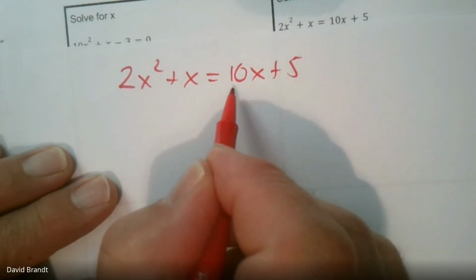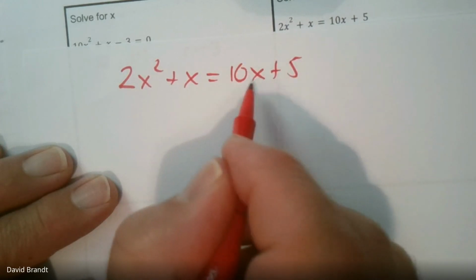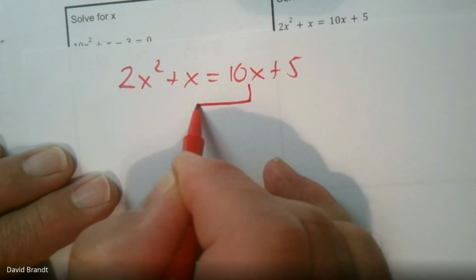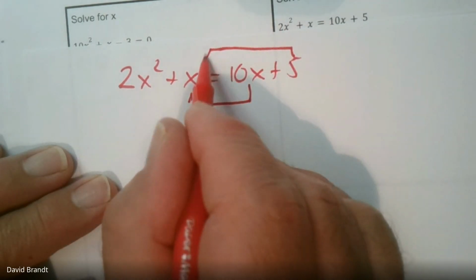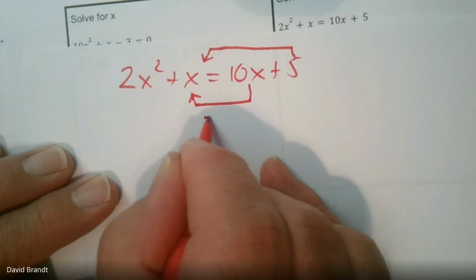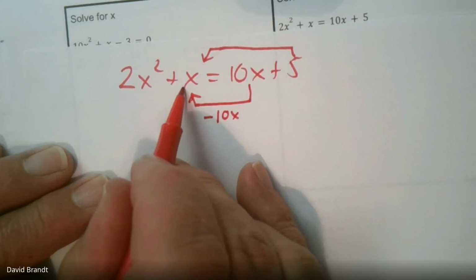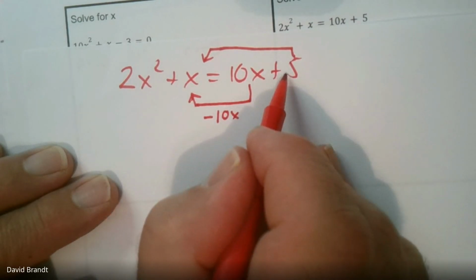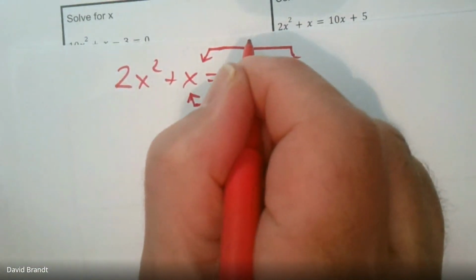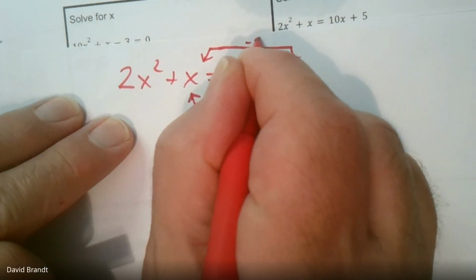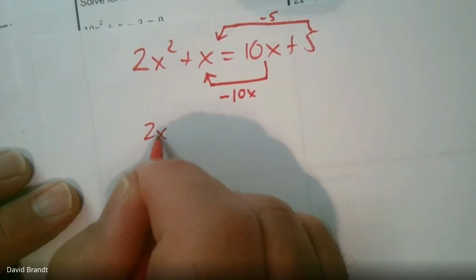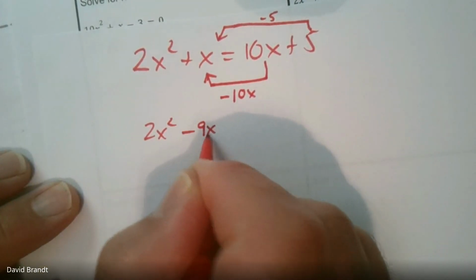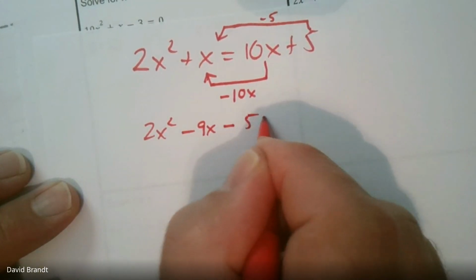Now, you notice right away this is in the wrong form. This needs to be 0 on this side. So this needs to move, and the 5 needs to move. Now, when you move the 10x over, that's going to become a negative 10x, and it goes with the positive 1x. The positive 5 moves over. It becomes negative 5. All right, so what is this equation going to look like? It's going to be 2x squared minus 9x minus 5.